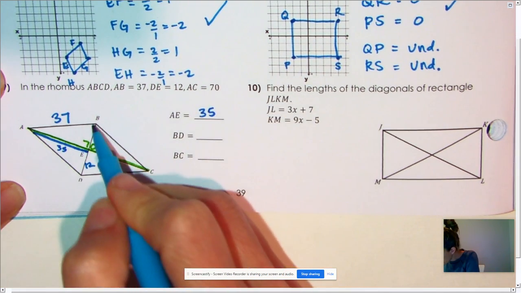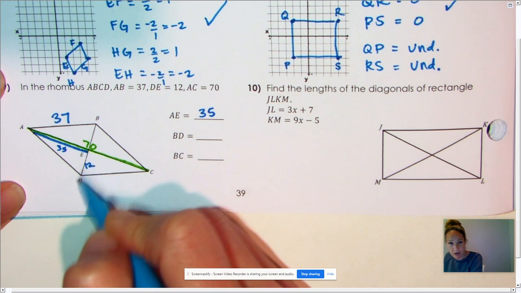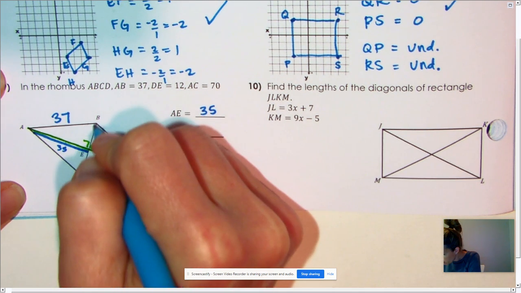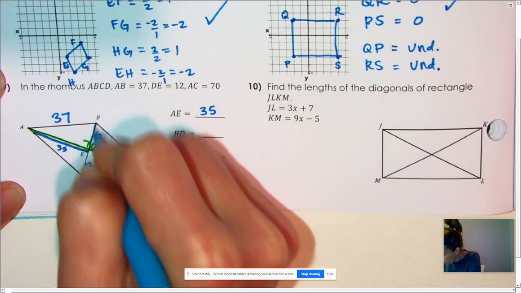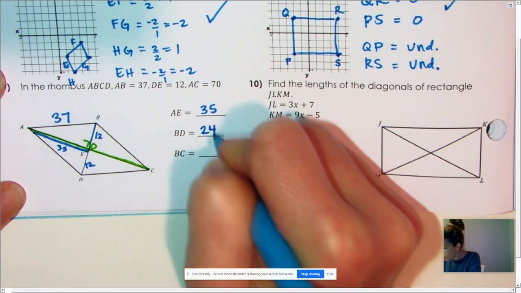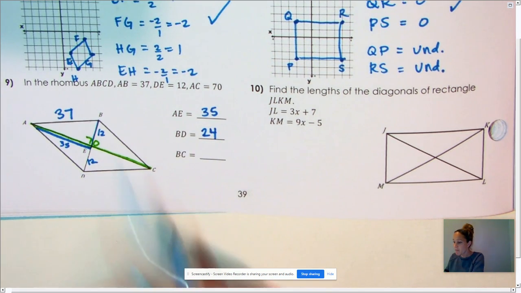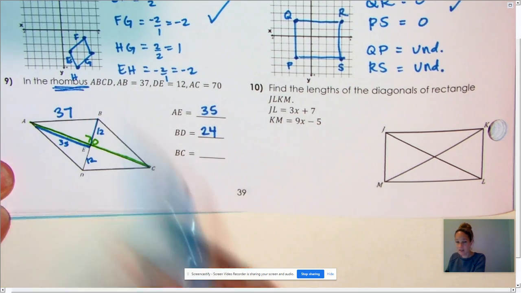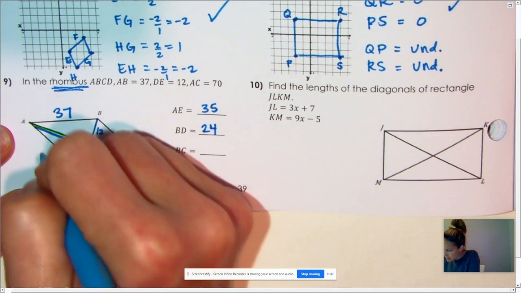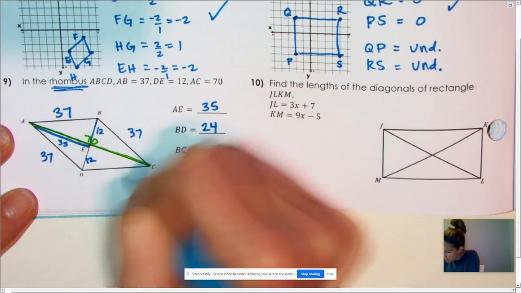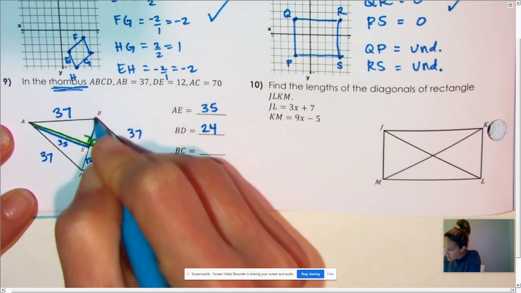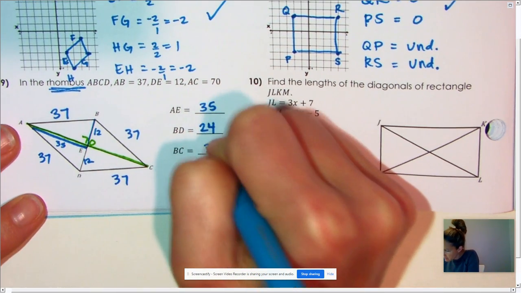Then if I want B to D, and if I know that little part's 12, then I know this little part has to be 12 also, so the whole thing has to be 24. And then in a rhombus, we know that all sides are the same. So if this is 37, that one's 37, 37, 37. So BC would be 37.